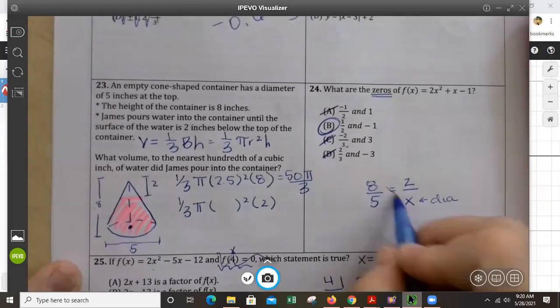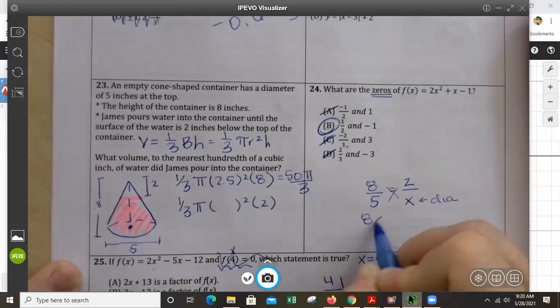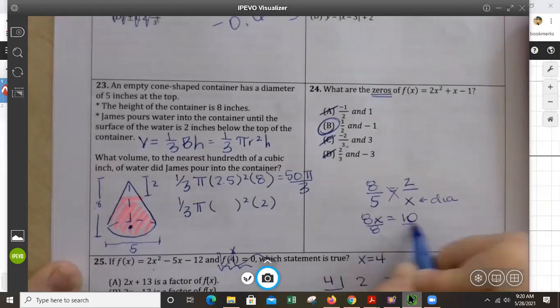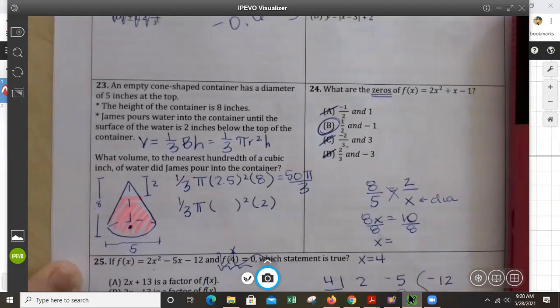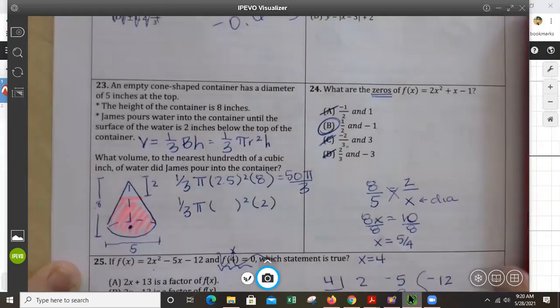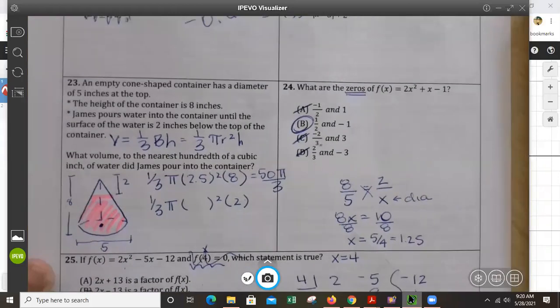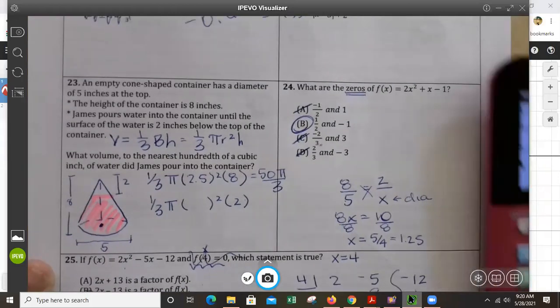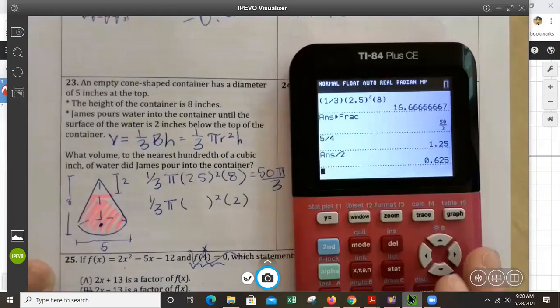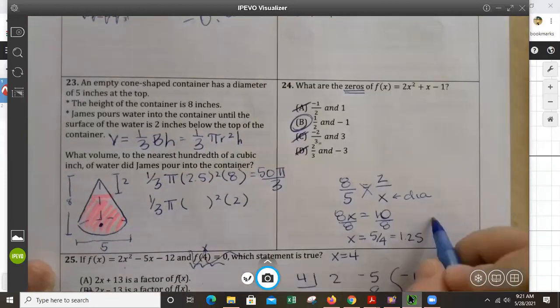We're going to cross multiply. We get 8x equals 10. Divide by 8. And x equals 5/4. 5/4 is 1.25. That's the diameter. So what would our radius be? How would I find that? Divide by 2, and I get 0.625.